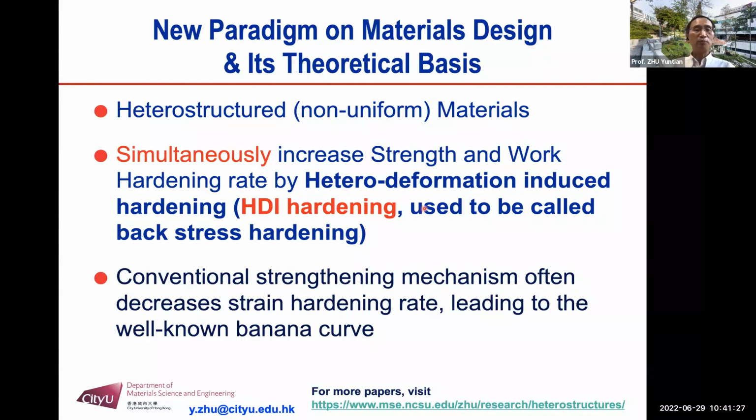This used to be called backstress hardening. I will show you later. Backstress hardening, this concept is not accurate. It's wrong in most cases. If you compare with conventional material, the conventional strengthening mechanism we discussed earlier often decreases the strain hardening rate, which is why they lead to the well-known banana curve.